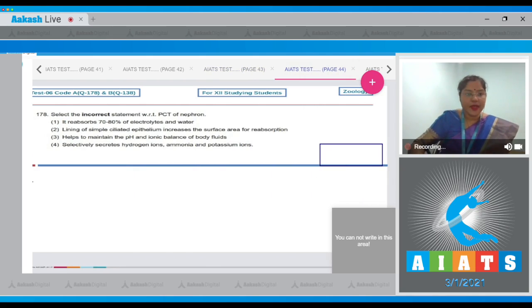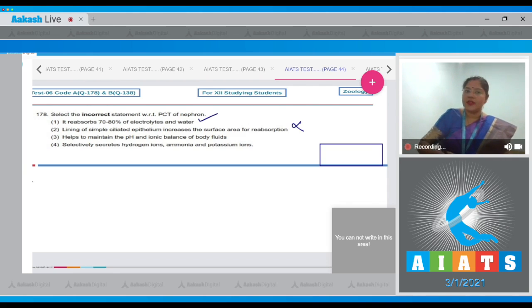Question number 178. Select the incorrect statement with respect to PCT of nephron. PCT is proximal convoluted tubule. Let's see the options. Option number 1. It reabsorbs 70-80% of electrolytes and water. This is a correct statement. Option 2, lining of simple ciliated epithelium increases the surface area for reabsorption.